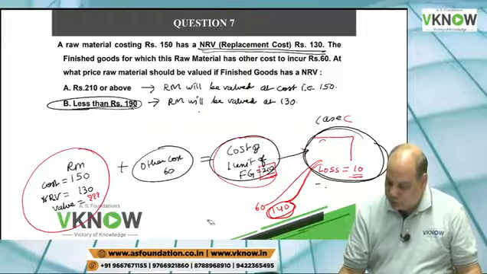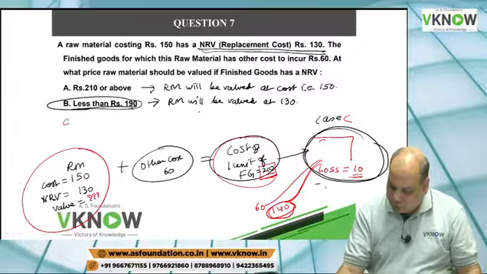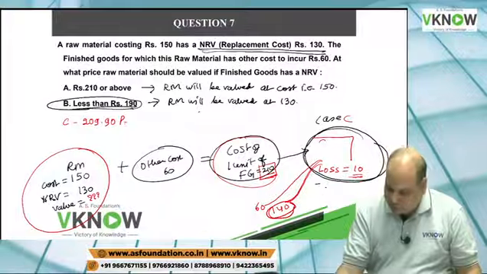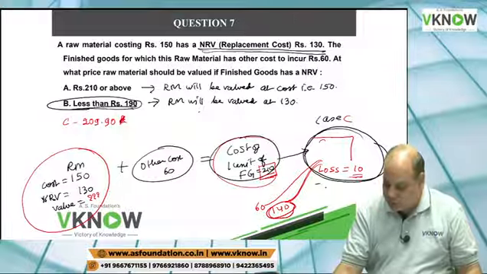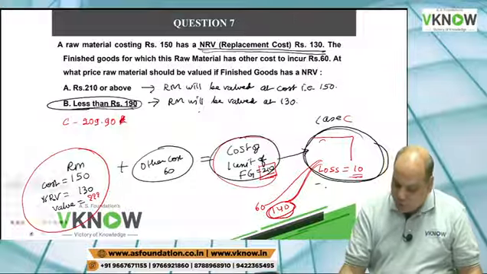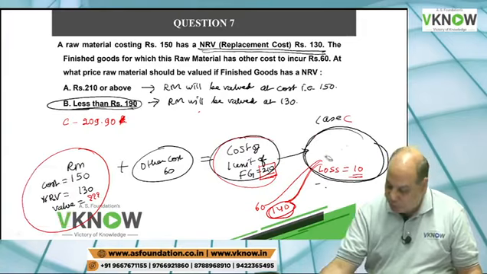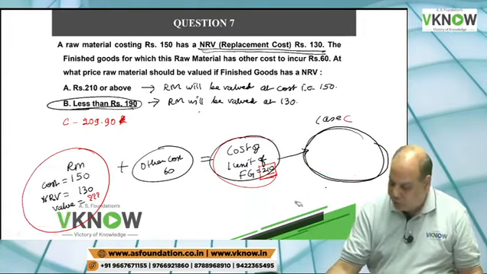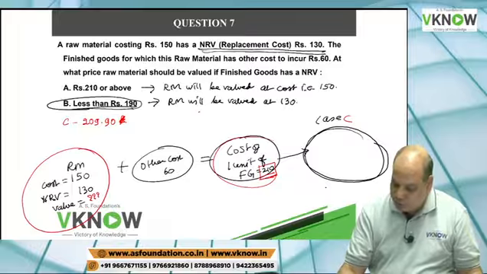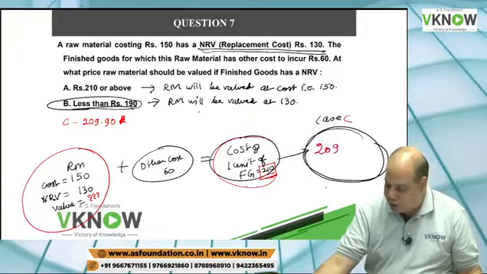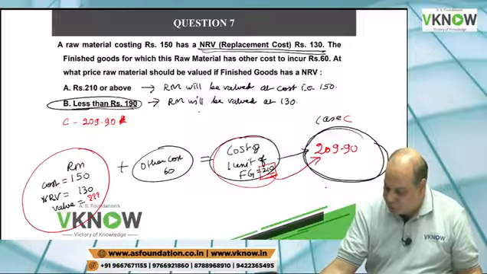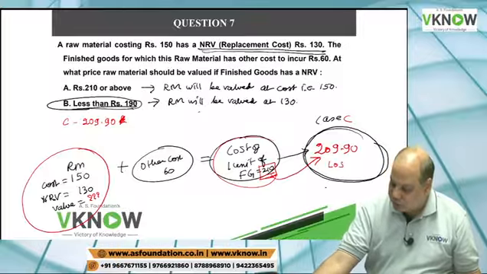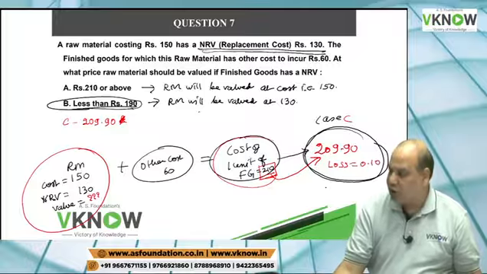Suppose the question says finished goods will be sold at 209 rupees and 90 paise. Now my question is, at what amount raw material will be valued? If finished goods will be sold for 209.90, it is below cost. But how much is the loss here? 0.10 only. The loss is 0.10 only.